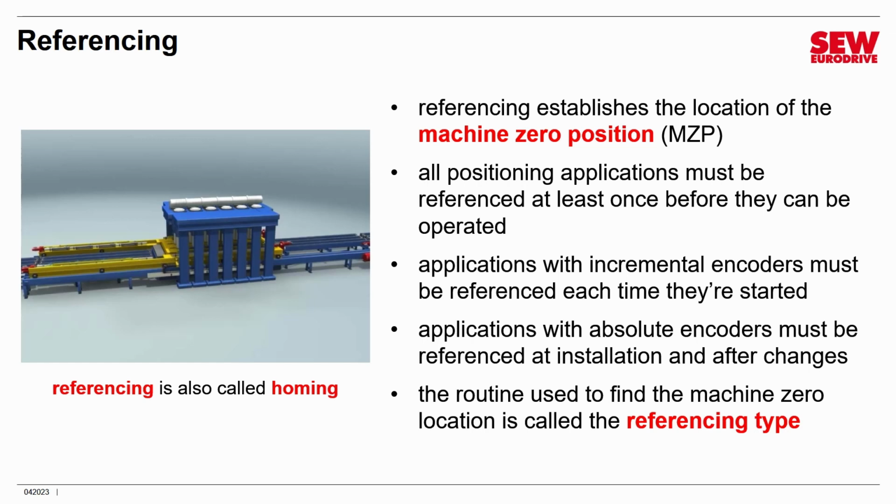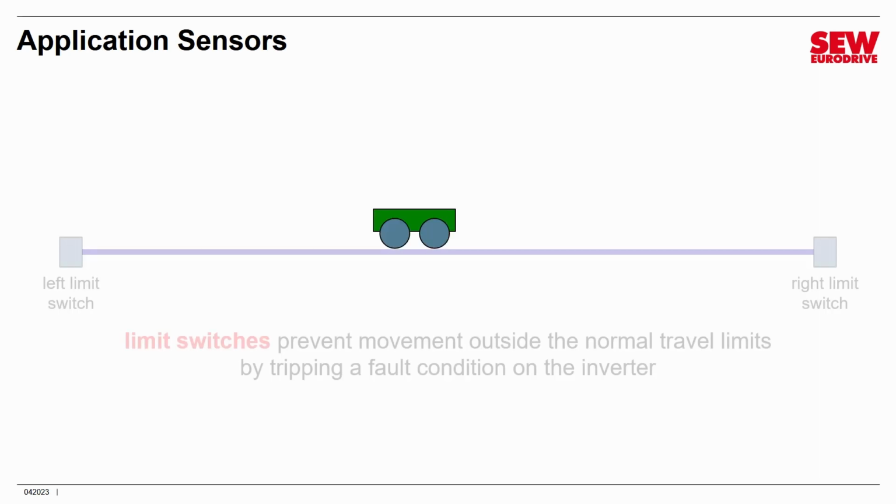It has many different referencing types available, and that is what we're going to be spending some time learning about because I want you to understand how they work. MOVI-C actually has 10 different types, believe it or not. Now, in addition to the encoder itself, most referencing modes require some additional sensors which can be used to help with the referencing process. We're going to talk about these right here.